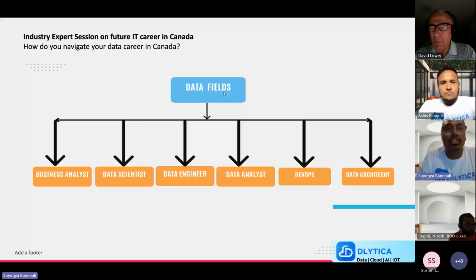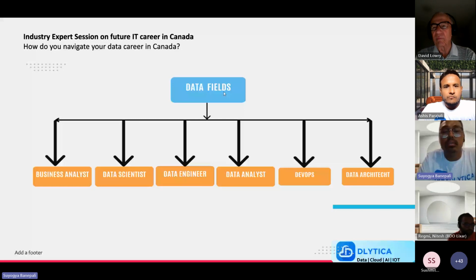Let's say you are a software engineer or a web developer, and now you want to pursue a career in the data engineering field. So how will you do it? That's where you should get a certification. Why certification again? Because it gives you the basics of it.